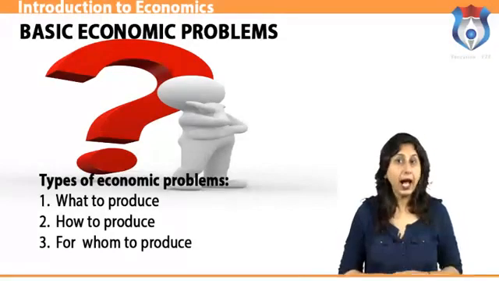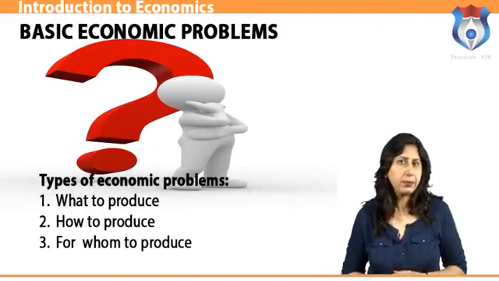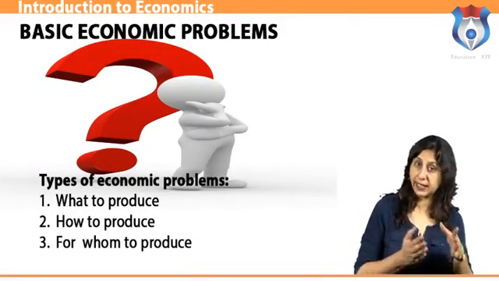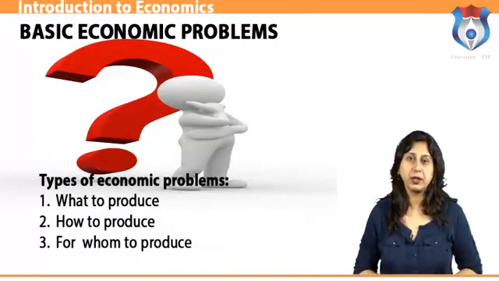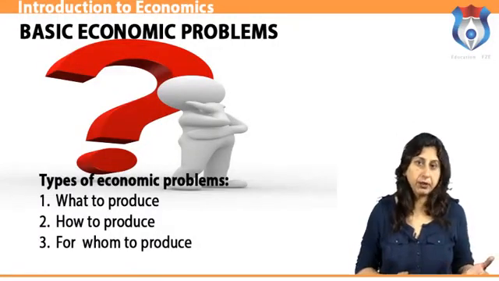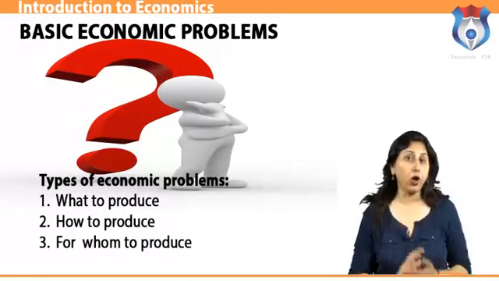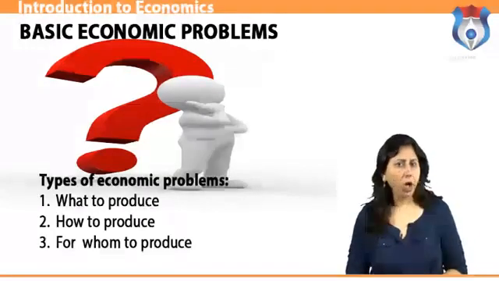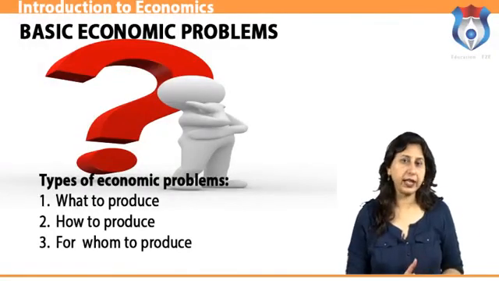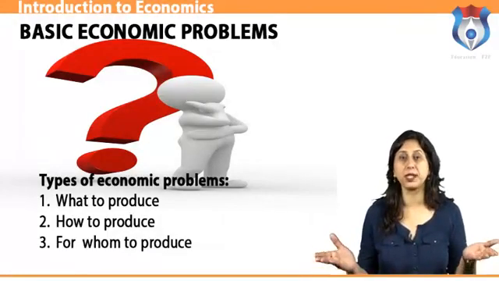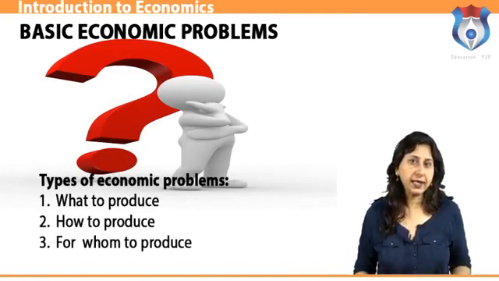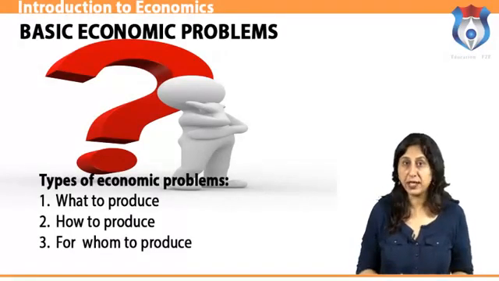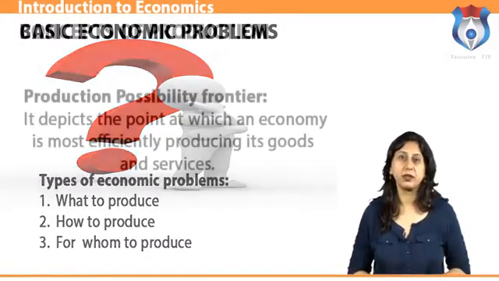resources. How to produce? This problem is concerned with choosing the technique of production that is to be used for producing the output. A technique is either labor or capital intensive. For whom to produce? The problem for whom to produce is related to the distribution of the produced output among the factors of production. Factors need to be compensated for their efforts in producing the output.